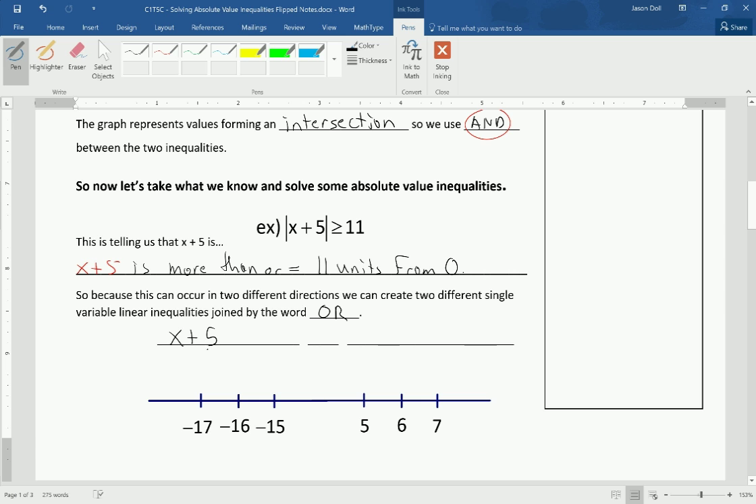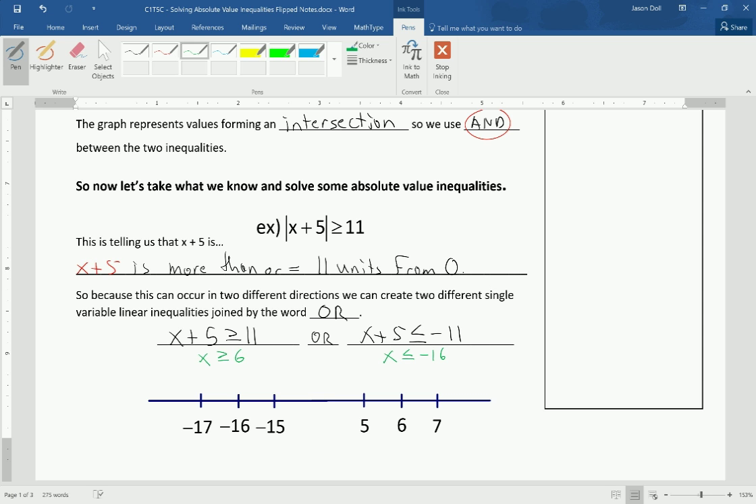x plus 5 can be 11 units or more away from 0 by being larger than or equal to positive 11, or x plus 5 can be smaller than or equal to negative 11. Those are the two possible ways I could end up with numbers that are 11 or more units away from 0. When I solve these, if I subtract 5 from both sides, I get x is greater than or equal to 6, or when I subtract over here, I get x is less than or equal to negative 16.